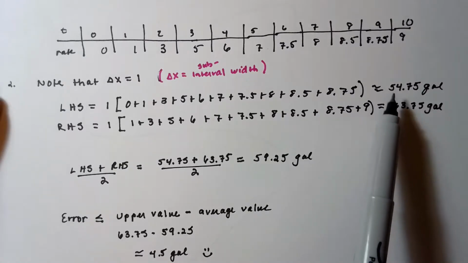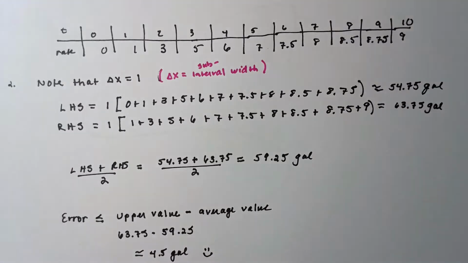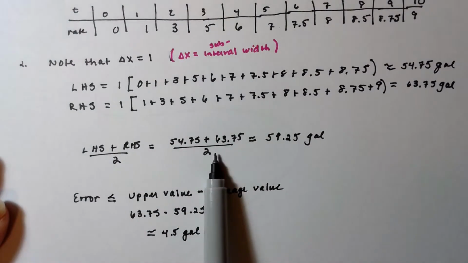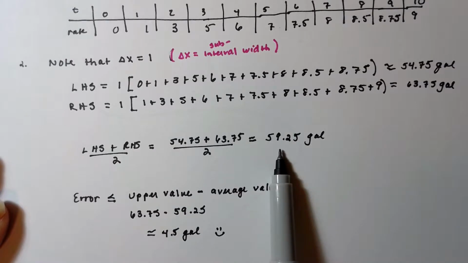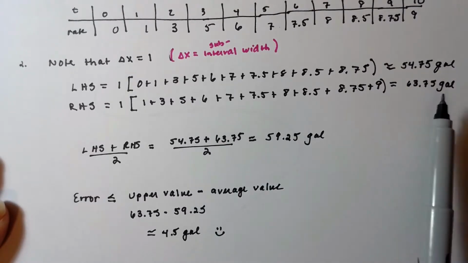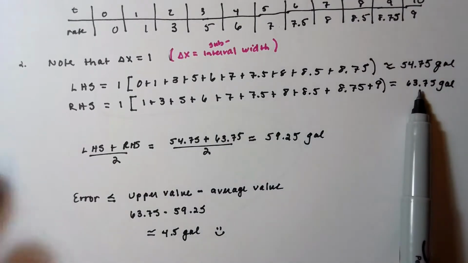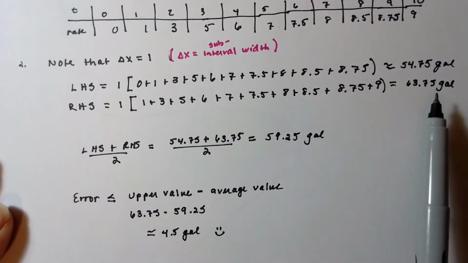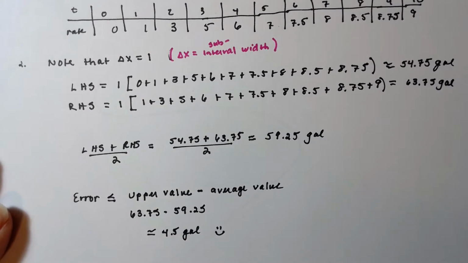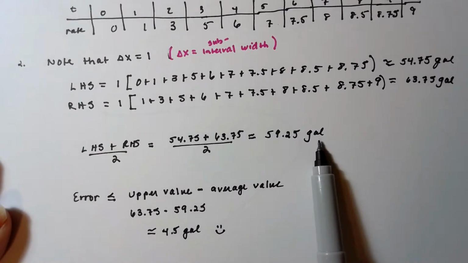Okay, so this is my overestimate, this is my underestimate, and I know that the true number, the exact value, has to be somewhere in between that high and low. So what do I do? I take the average of the left and right hand sum, and so about 59.25 gallons. So this is quite a difference from here, and not so much, but could be significant depending on a situation in real life from here. So you know, these two are definitely not exact, but it's close. It's close enough, okay?